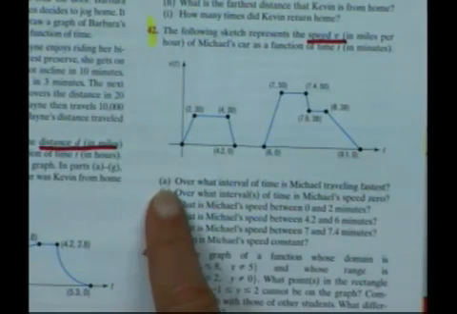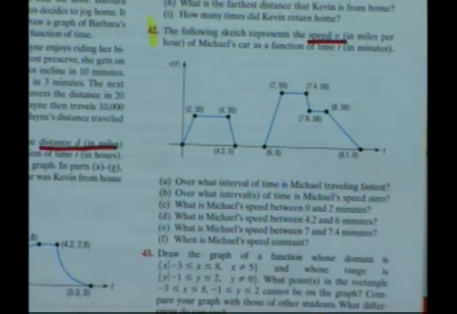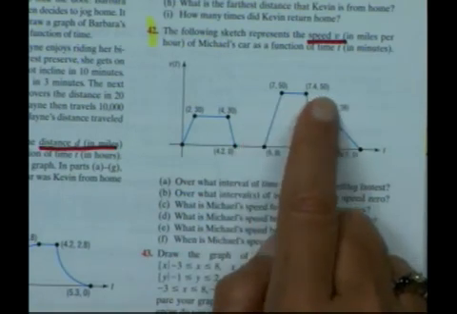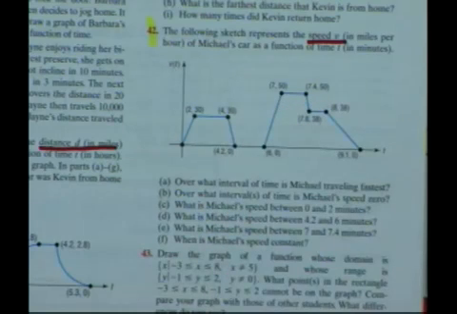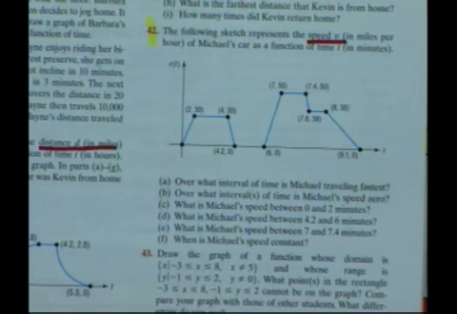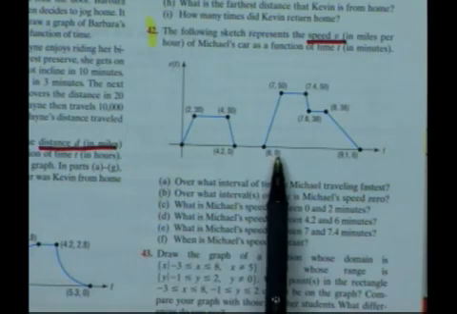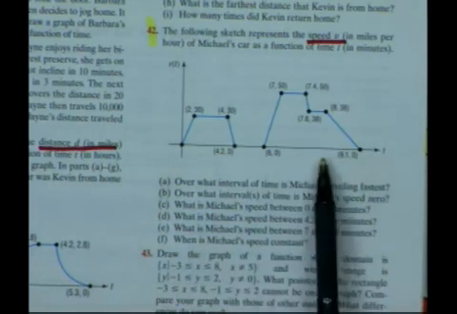Okay, over what interval of time is Michael traveling the fastest? When does he have the fastest speed? Between 7 and 7.4. So your interval would be closed bracket 7 to closed bracket 7.4, right? Over what intervals of time is his speed 0? 4.2 to 6. Okay, we got 0 speed on the interval from 4.2 to 6, correct? Because the y value is the speed.